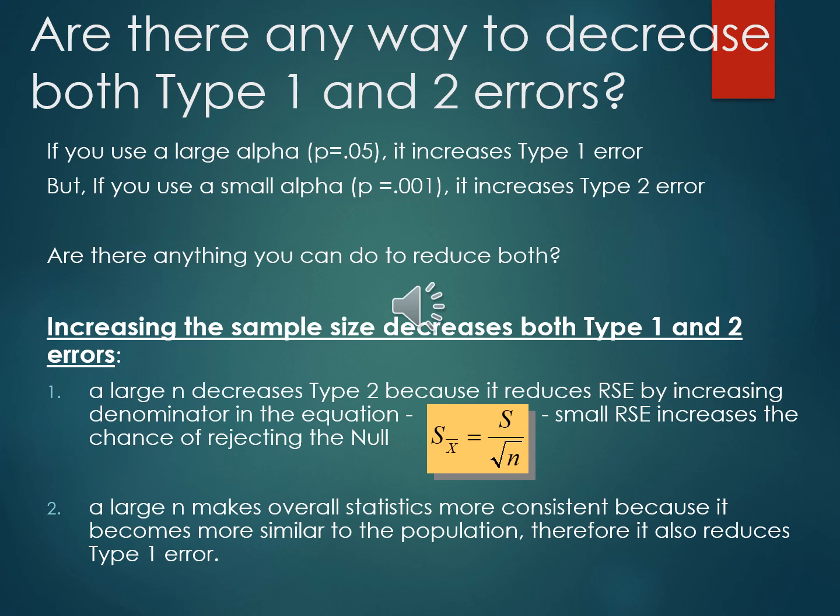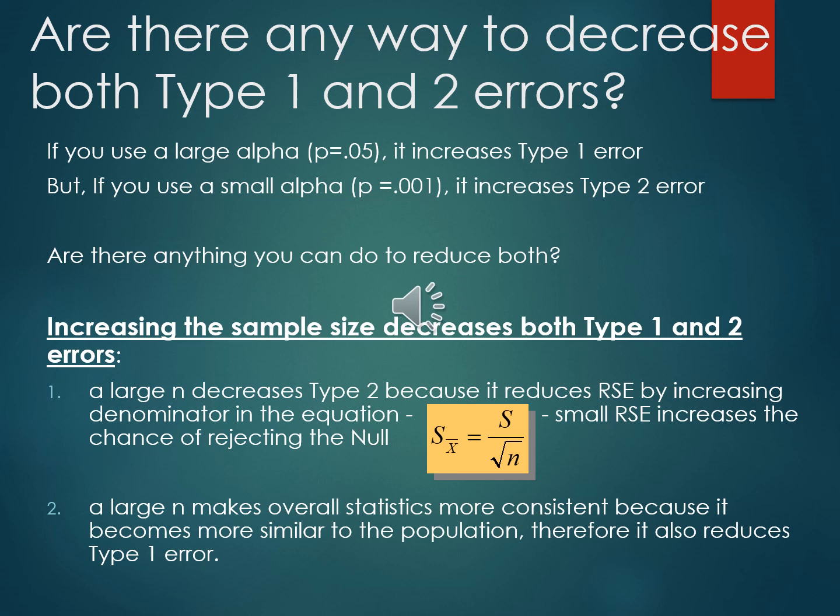But there is another way to reduce type 1 and type 2 error. In this case, we think about the possibility of reducing both type 1 and type 2 errors. There is only one way you can reduce both. What is it? By enlarging your sample size. Yes, that's right. So let's think about why that decreases both type 1 and type 2 error.